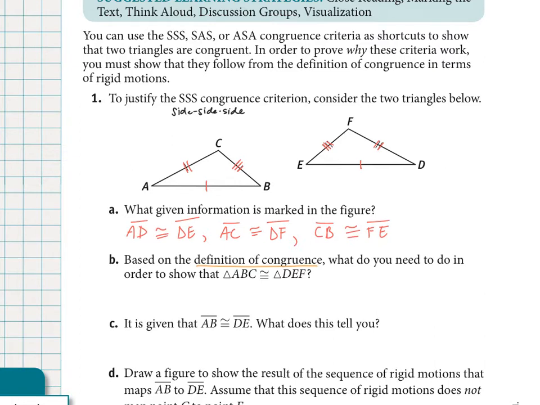We're going to answer by saying that we need to show there is a sequence of rigid motions that maps triangle ABC onto triangle DEF.